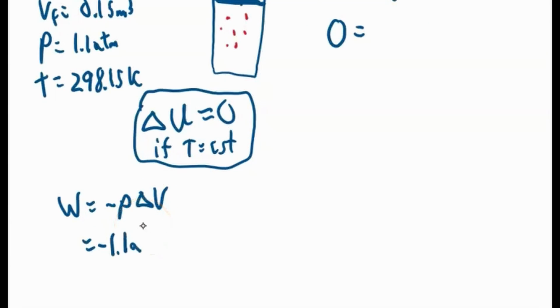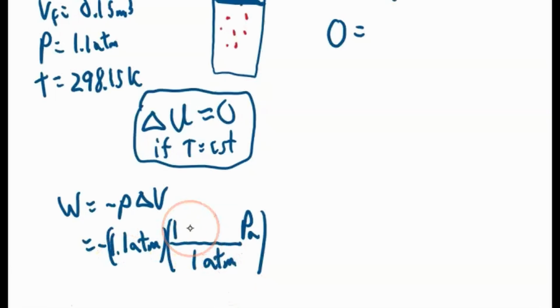So pressure is negative 1.1 atm. Now atm is not a bad unit, but it is if we want things to be in joules. So we need to convert to pascals. We'll put atm down there to cancel out, and we'll have pascals up here. For every 1 atm, there are 101.325 times 10 to the 3 pascals. Okay, so that's in pascals, that's good.